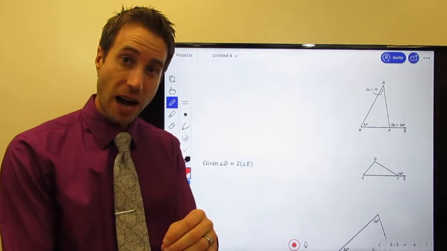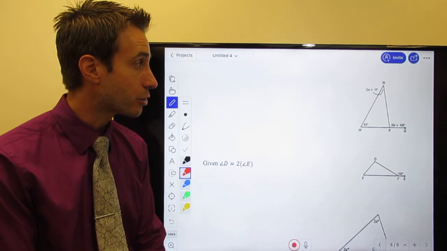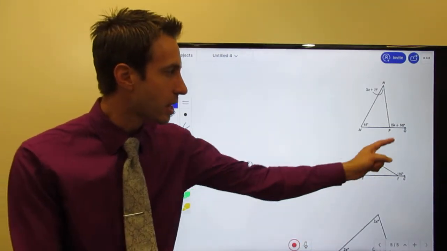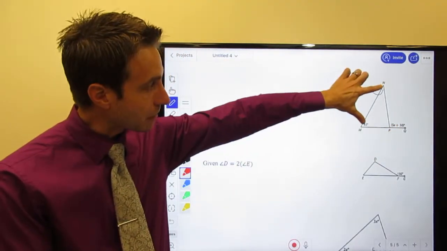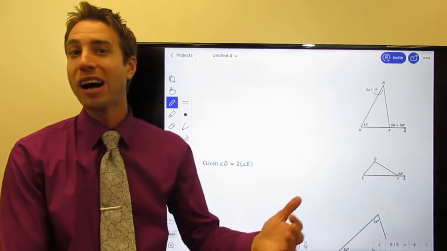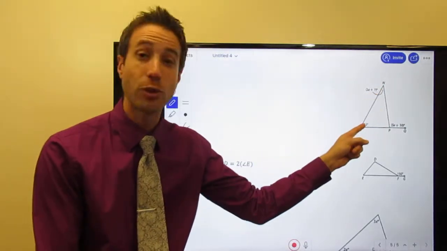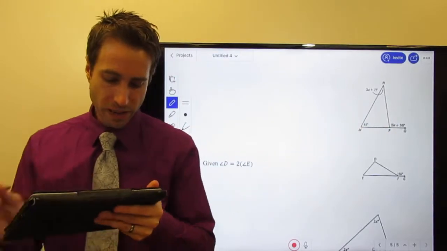I want you to find all of the missing angle measures. Well, we've seen one kind of similar to this on the previous page of the notes. I've given something about the exterior angle and I know something about the remote interior angles. So I'm just going to set up my algebraic equation. I know that these two have to sum and be equal to my exterior angle. So let's set it up.